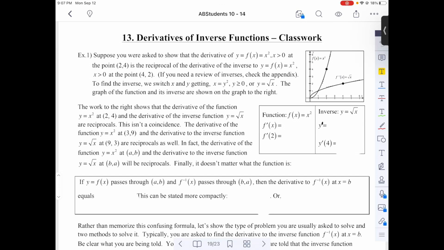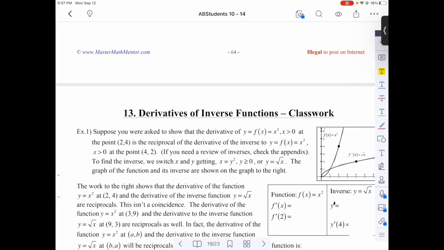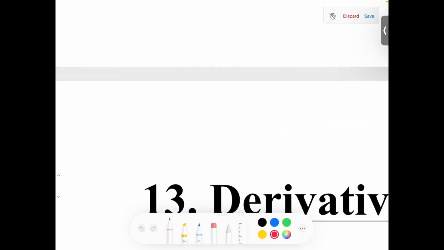This is chapter 13 from Master Math Mentor's AP Calculus AB manual. It talks about the derivatives of inverse functions. Probably not a hard chapter to understand, but definitely a complex chapter, and this idea of inverses is kind of confusing. So let's talk about that idea first, and then we will get into chapter 13.